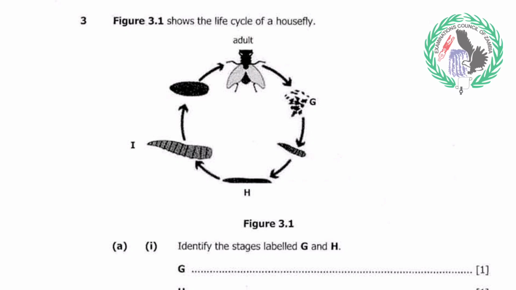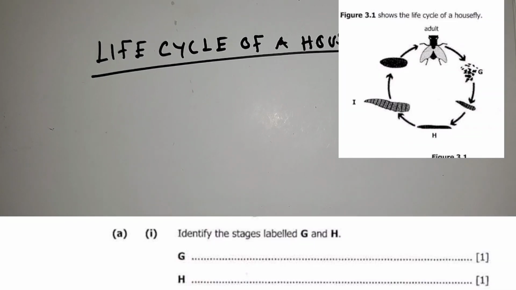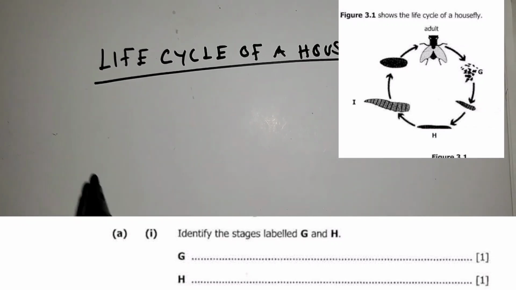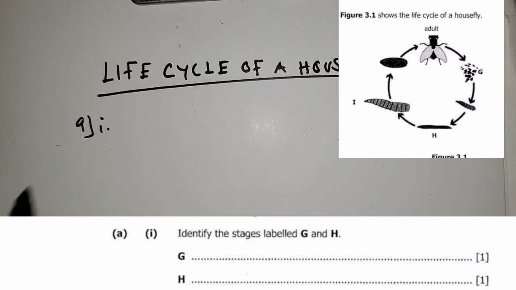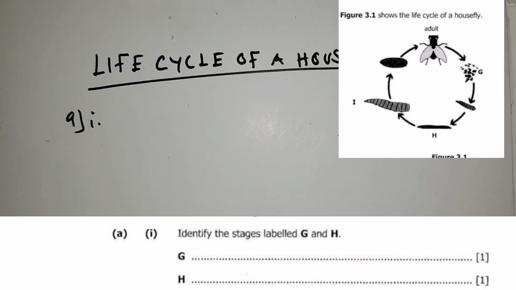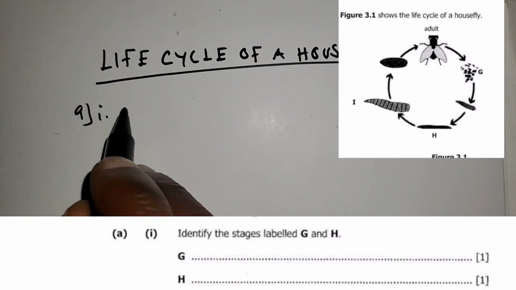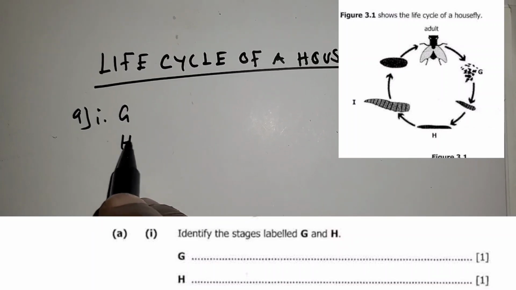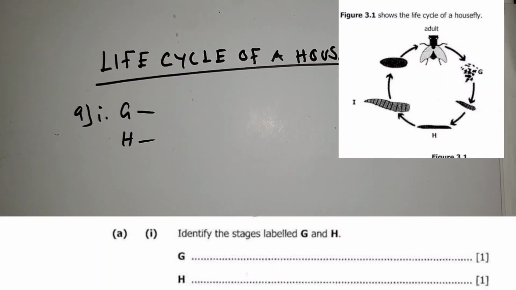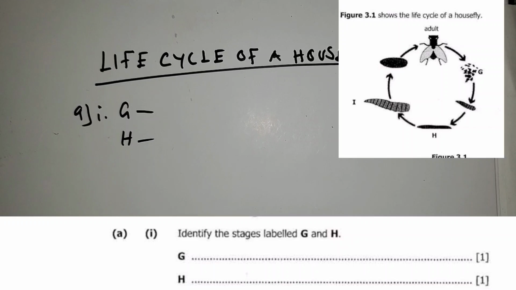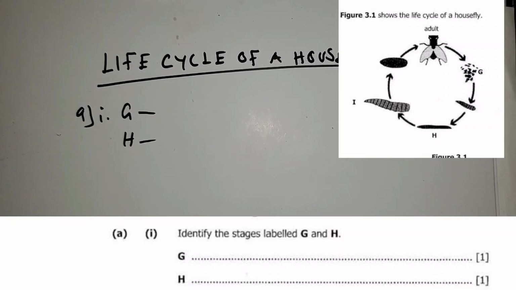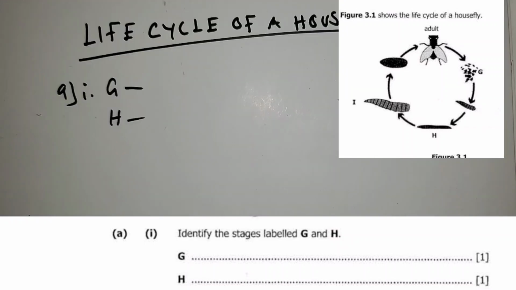We have a life cycle of a housefly. So the question reads, figure 3.1 shows the life cycle of a housefly. Okay, then question A1 is saying identify the stages labeled G and H. Okay, the stages labeled G and H.